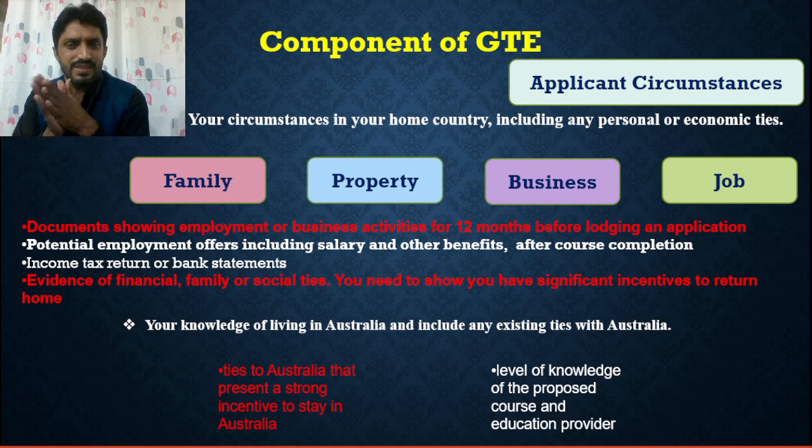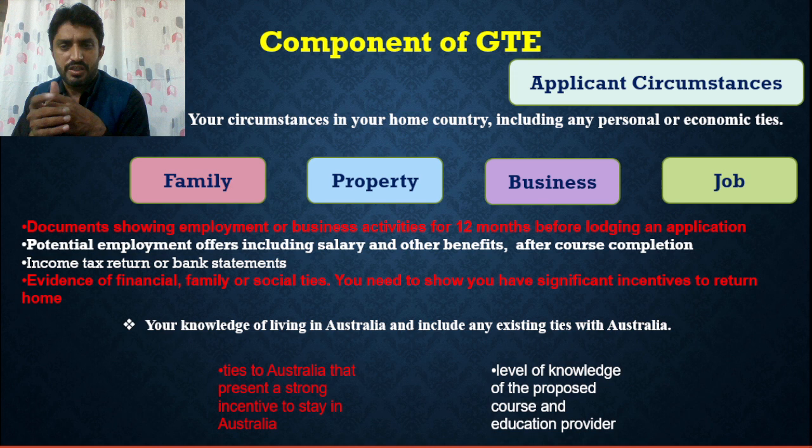The second thing that you need to answer in this section is your knowledge of living in Australia and include any existing ties with Australia. Here you can answer in two ways. Ties to Australia, that present a strong incentive to stay in Australia. And the second is level of knowledge of the proposed course and an education provider.